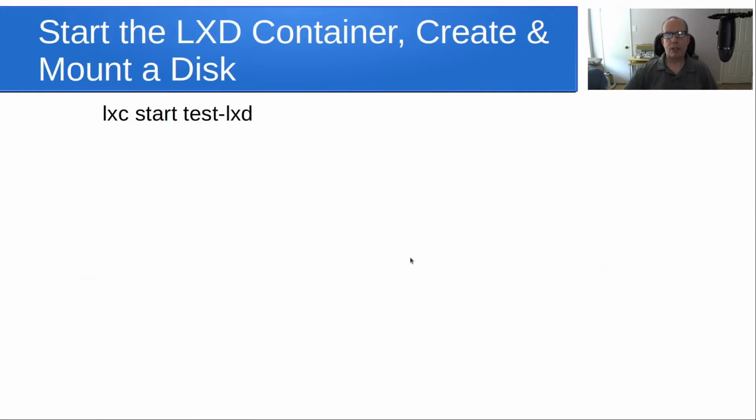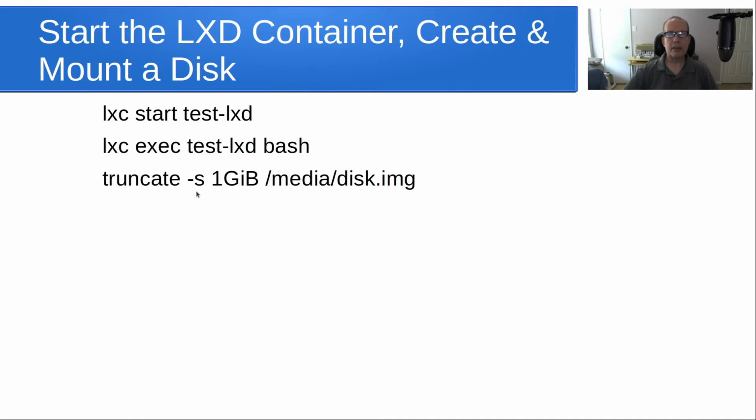So then we want to start the LXD container with the LXC start test-lxd since it's set up correctly now. And then I do LXC exec test-lxd with the bash shell. And then kind of similar to what we did yesterday with the virtual disks in a VM or in a bare metal machine, I'm going to do a truncate size equals 1 gigabyte /media/disk.img. What that's going to do is create a 1 gigabyte blank file over in the media directory that we're going to use as our virtual disk.